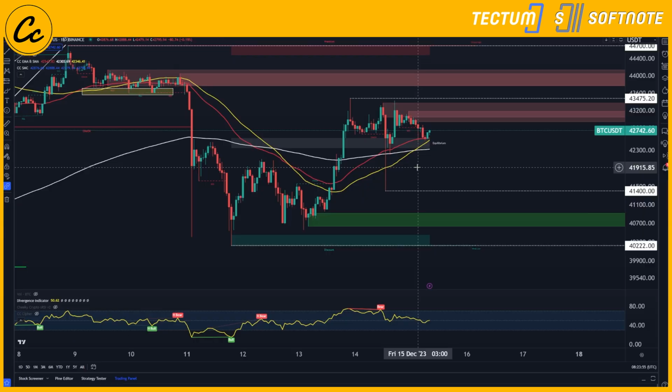Would have been a fantastic trade if you were able to catch that one. Let me know in the comments if you were able to trade that crash to the downside.